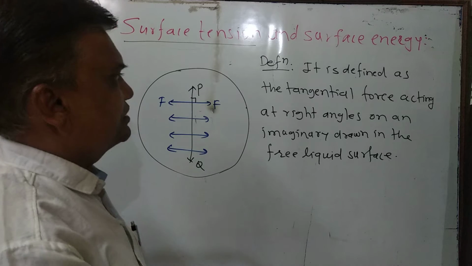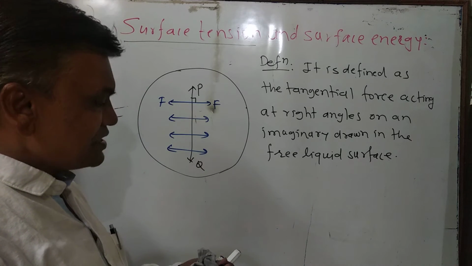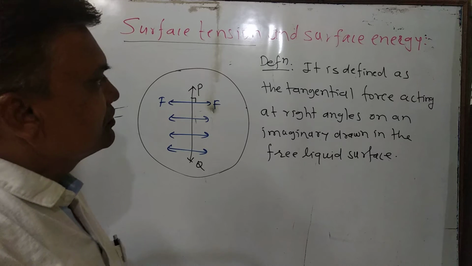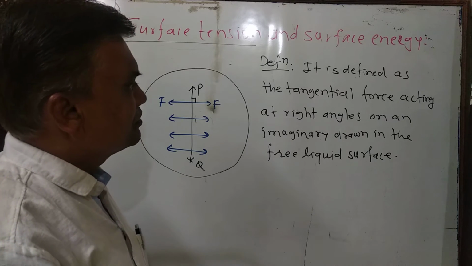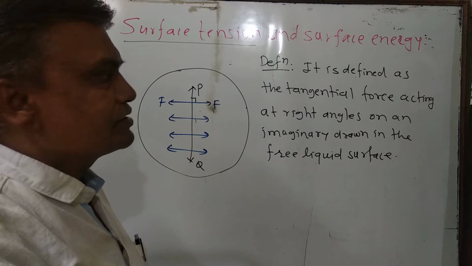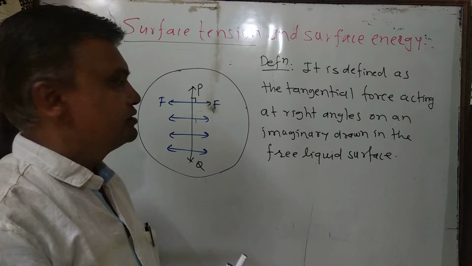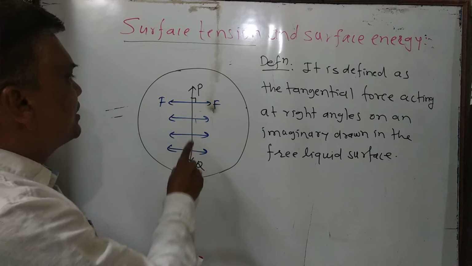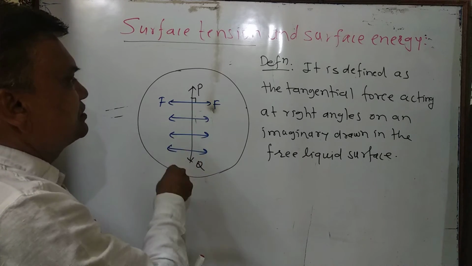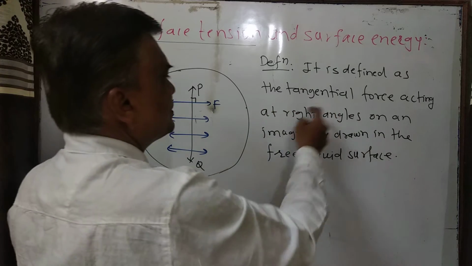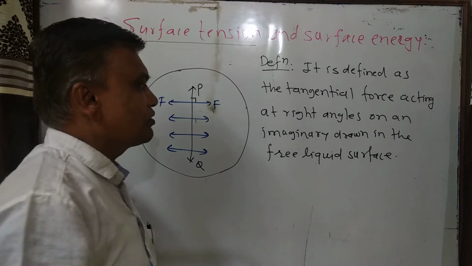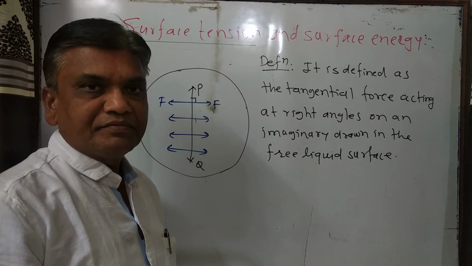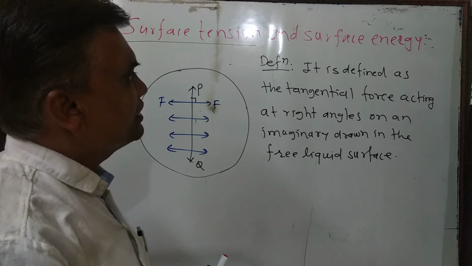It's called surface tension. What is surface tension? It is defined as the tangential force acting at right angles on an imaginary line drawn in the free liquid surface. That is surface tension. So in this figure we see a line PQ. On this line the force is acting at right angles. So the tangential force acting at right angles on an imaginary line drawn in the free liquid surface is called surface tension. This is clear about surface tension.